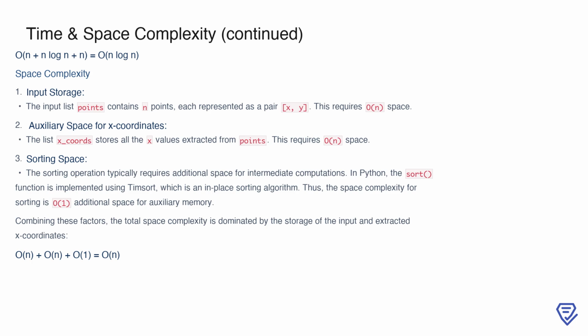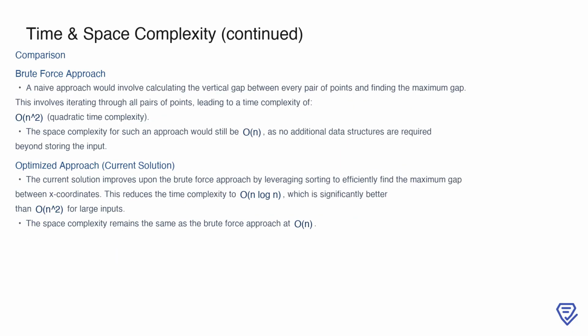For the sorting operation, Python uses timsort, which is an in-place sorting algorithm. This means that the sorting step does not require additional memory for intermediate computations, contributing only O(1) auxiliary space. Combining these, the total space complexity is determined by the input storage and the auxiliary list for x-coordinates, resulting in O(n) space complexity.